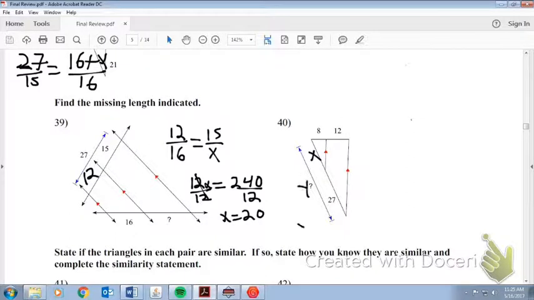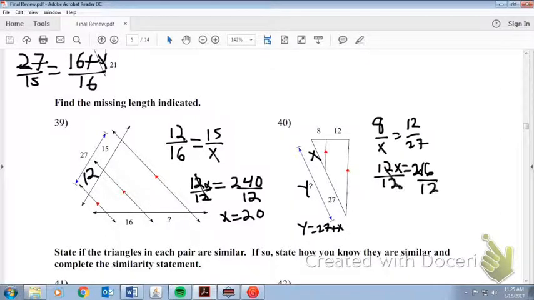That's going to give us 12x equals 216. Divide both sides by 12, and you get x equals 18. Now if I know that's 18 and that's 27, I get that as 45. Hopefully that makes sense.